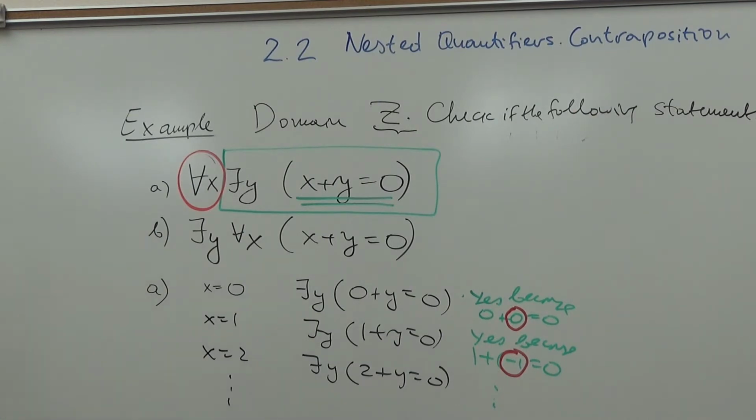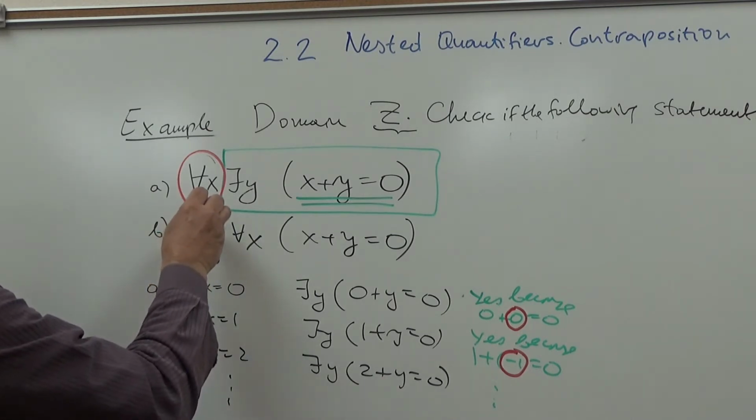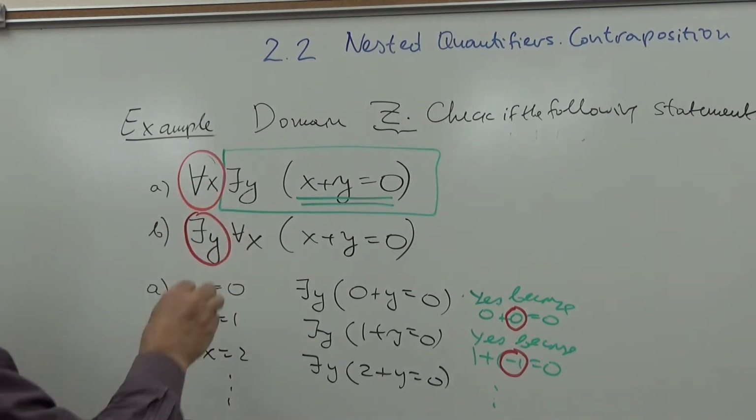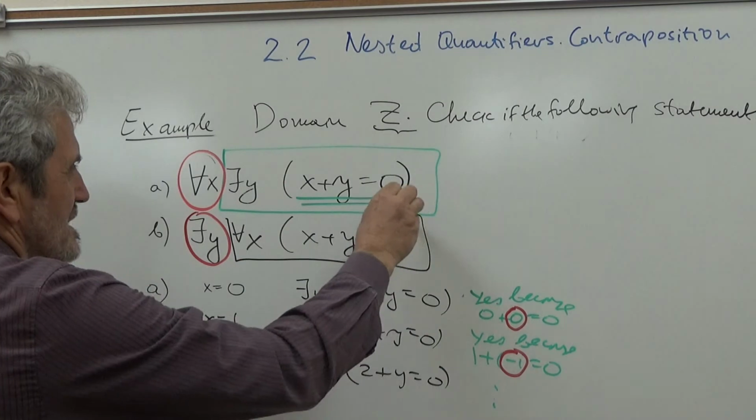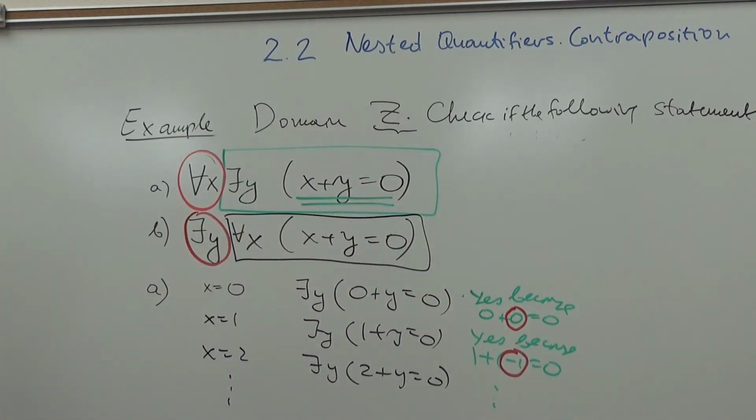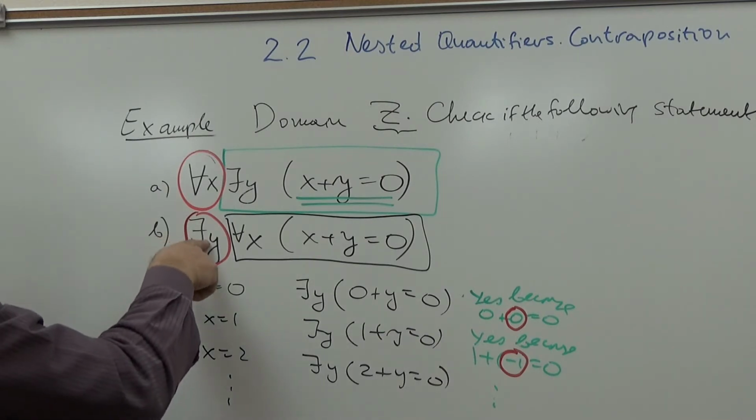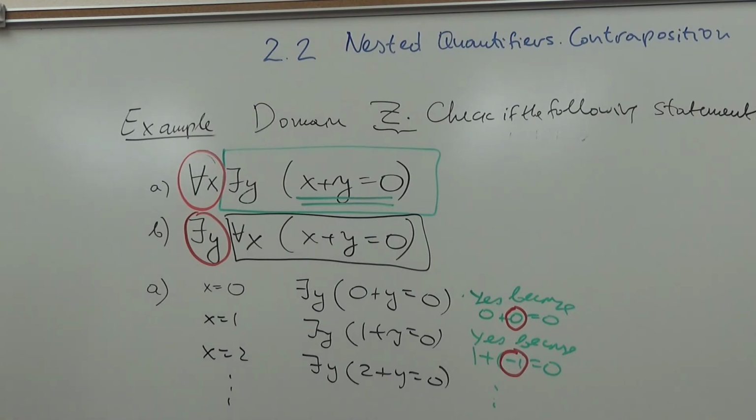In part B, we also have nested quantifiers, but now the nesting was done in a different order. The existential quantifier is outside, and the universal quantifier is inside. You will see in a minute that this is actually a much stronger statement. Why? Because what we are asking here is to provide a witness up front, the witness that will work for each x simultaneously. And that's of course a much stronger demand.